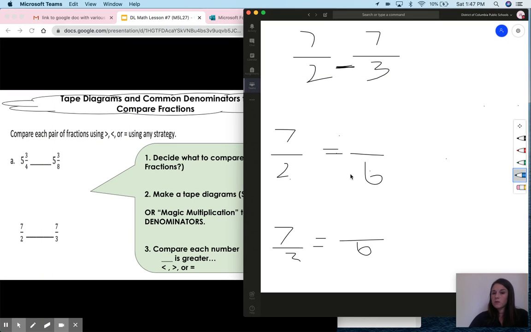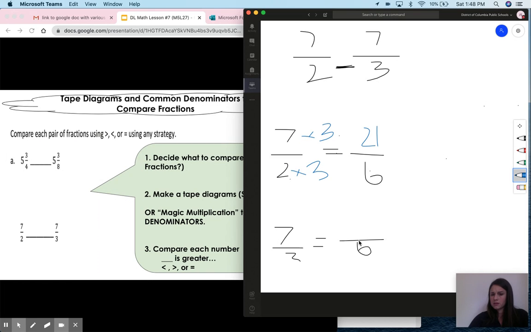2 times what equals 6? 3. Yep. Whatever I do to the bottom, I have to do to the top. Great. What is 7 times 3? 21. So what are the two equivalent fractions we just found out? Yep. 7/2 is equivalent to 21/6. Great. And then 7/3.